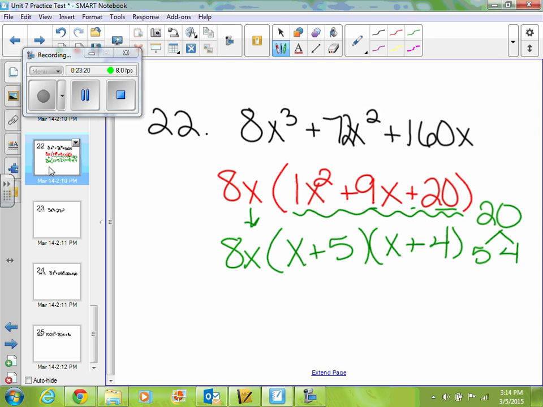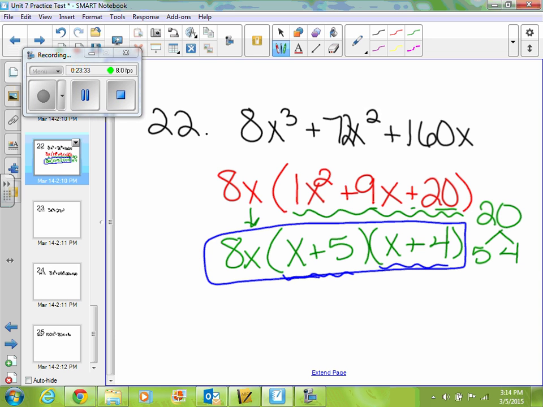So the bottom one is the answer. Well, that's what we just said. Is there any way that we can break down x plus 5? Okay, what about x plus 4? No, right? So now we're finally done.